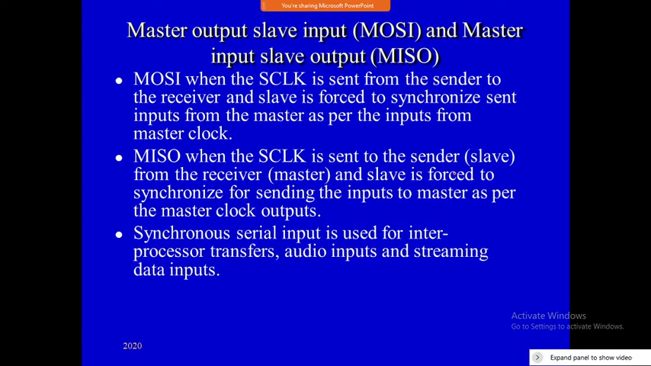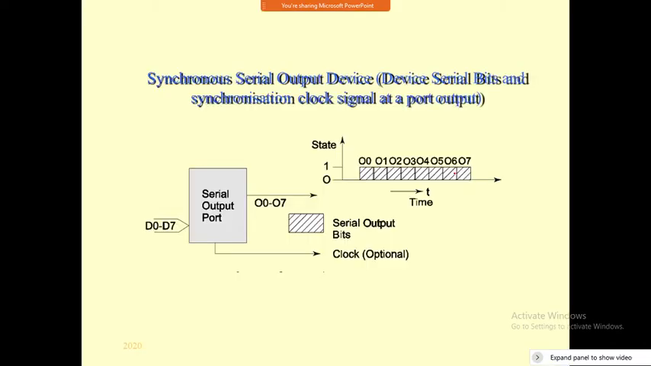Next we'll go for the synchronous serial output device. Now it is an output device. Previously it was an input device, so we had taken I0 to I7. Here it is an output device, so we are going to take O0 to O7. This is going to produce the outputs.